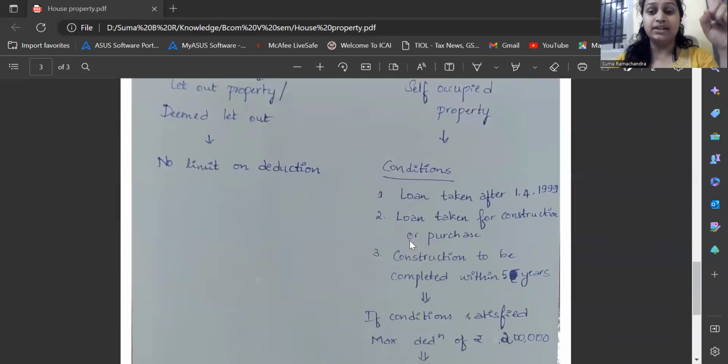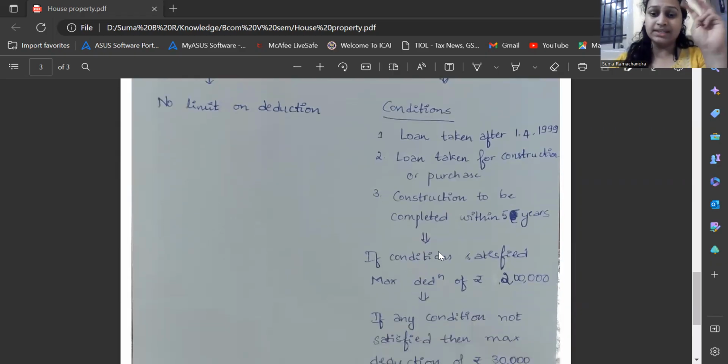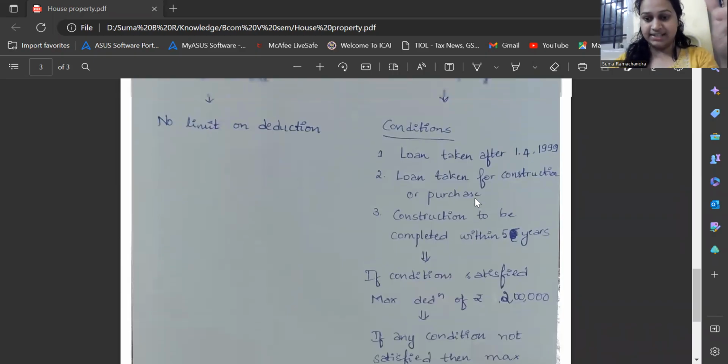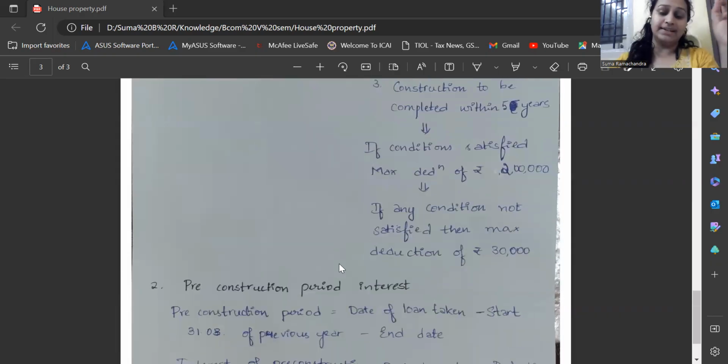The first condition is the loan should be taken after 1/4/1999. The second condition is the loan should be taken for the sake of construction or for the sake of purchase of the building. I can't claim a deduction of interest if I've taken the loan for the purpose of reconstruction or repairs or something like that. Third condition, if I've taken this loan for the sake of construction, then this construction should have been completed within 5 years. These are the three conditions. If these three conditions are satisfied, only then the deduction will be a maximum of 2 lakh rupees. If not, then the deduction will be only rupees 30,000.